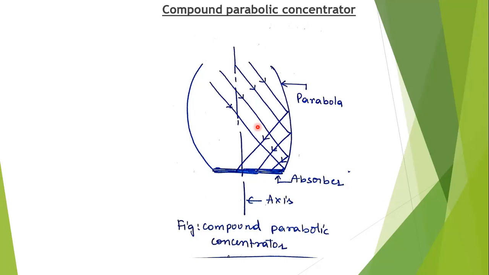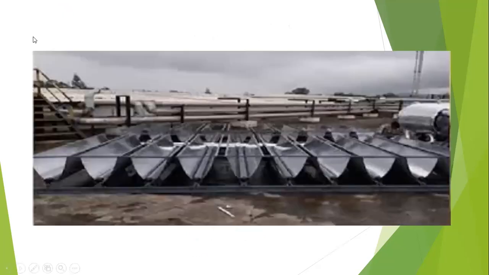Now we will see the advantages. But before that, we will see the compound parabolic concentrators practically. These are the practical form of compound parabolic concentrators. There are a large number of compound parabolic concentrators connected end to end, that means in series, and this row is connected in parallel with this row. Heat is transferred through the receiver pipes to the tanks here.